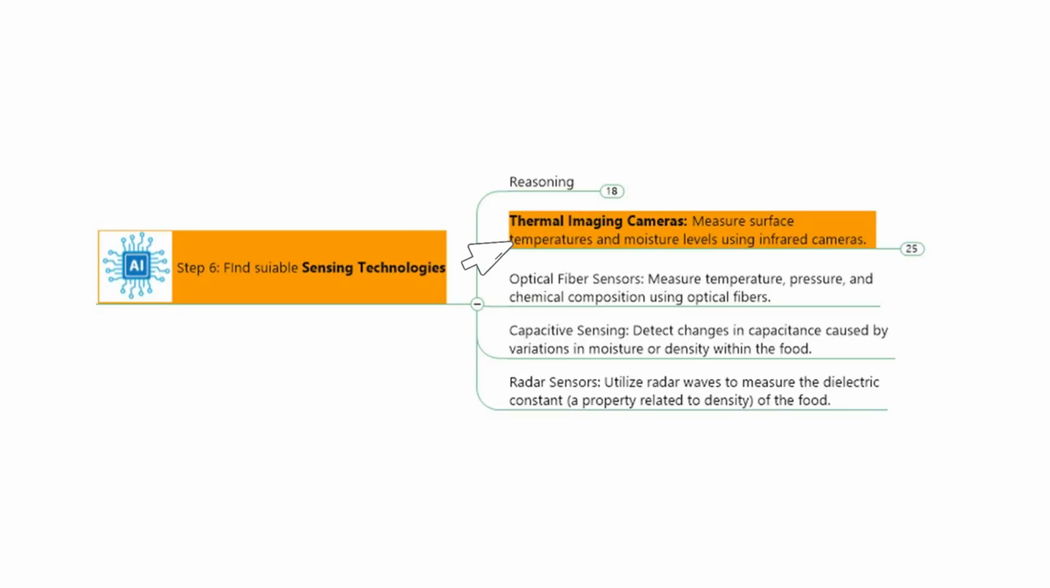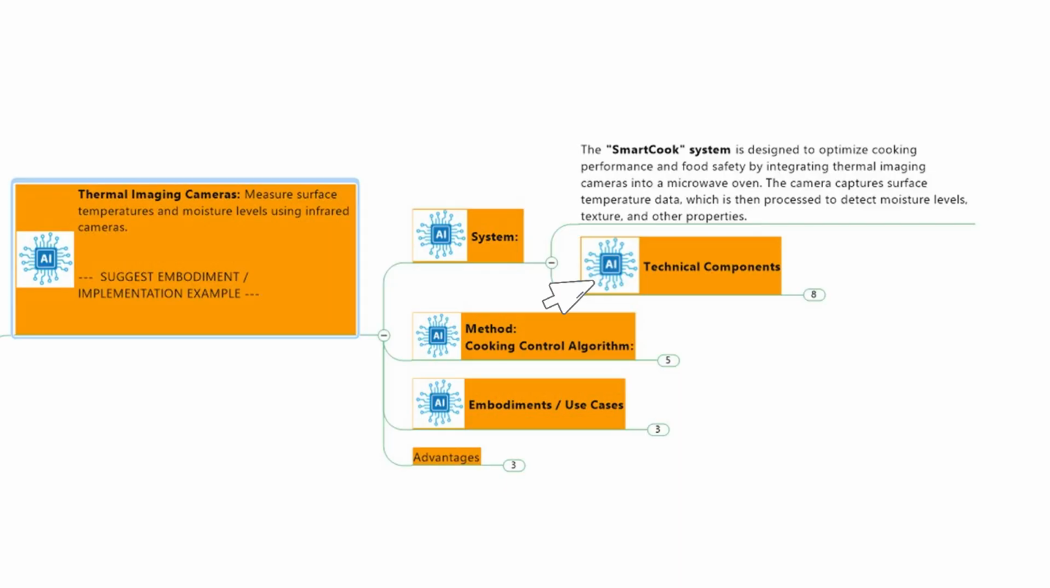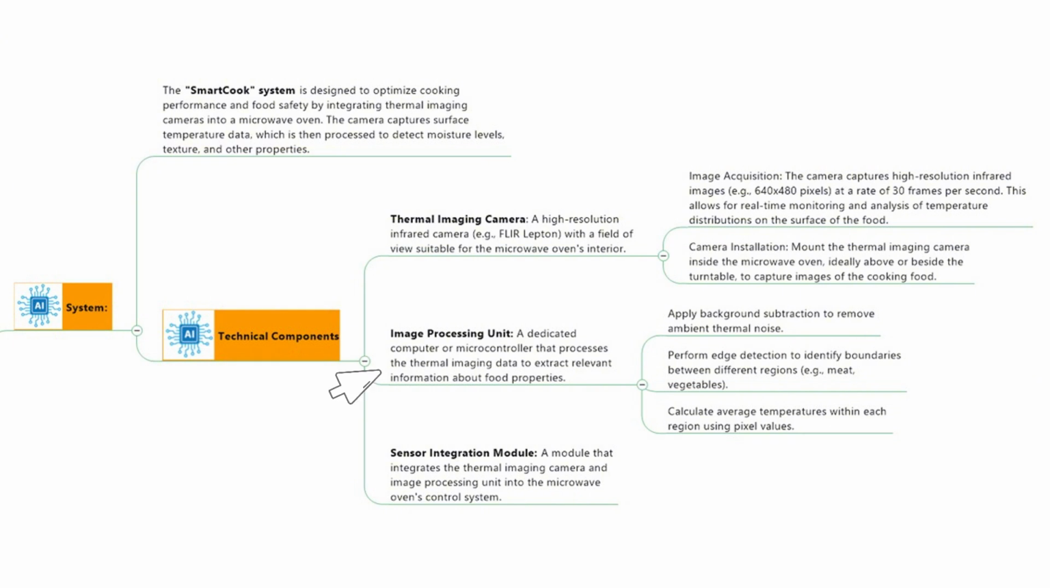So here we choose thermal imaging camera, which measures surface temperatures and moisture levels using infrared camera technology. Now we even go one step further into even more technical details. Suggested technical components comprise an imaging camera, a processing unit, and a sensor integration module.